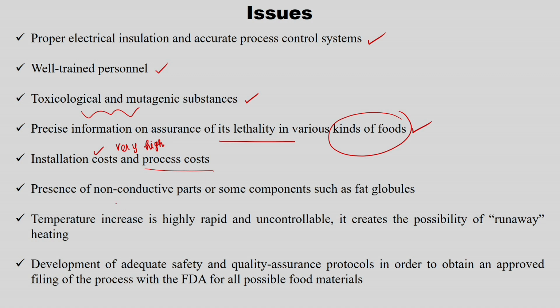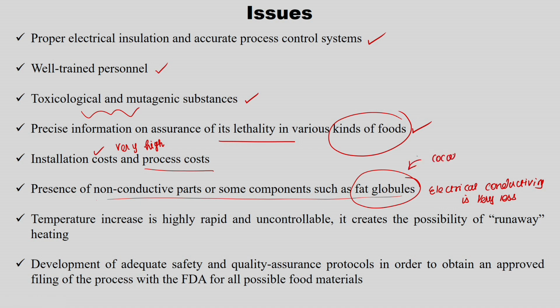And the presence of non-conductive parts or components such as fat globules, right. If it is there, its electrical conductivity is very less. So, if your food product contains fat globules, that particular place will not be heated much. If it is not heated much, there may be local contamination. So, this is a serious issue in ohmic heating.